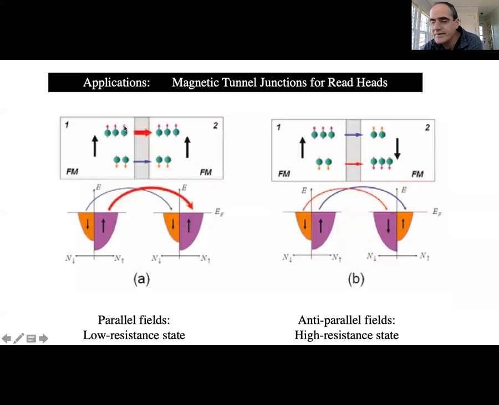Okay, so now we can look at the following. We can contrast this case where we have two ferromagnets separated by an insulating gap, and we're looking at tunneling between them. But in this case, the fields are parallel.